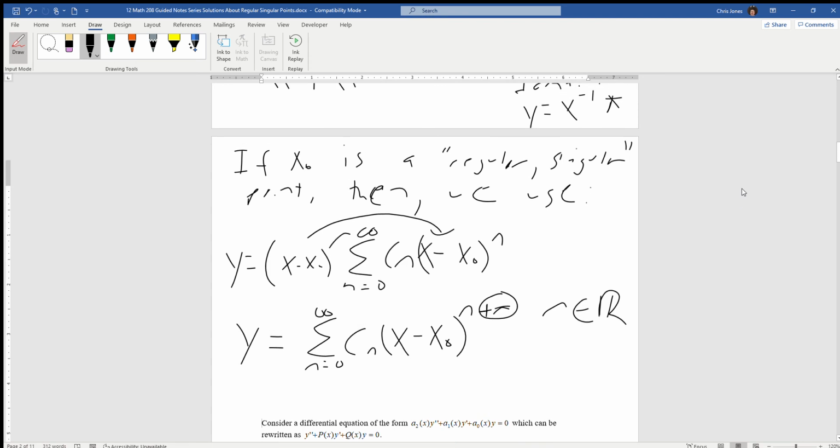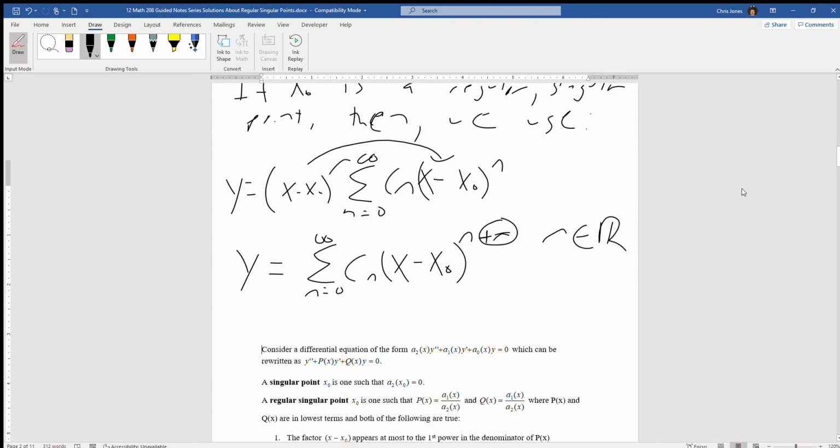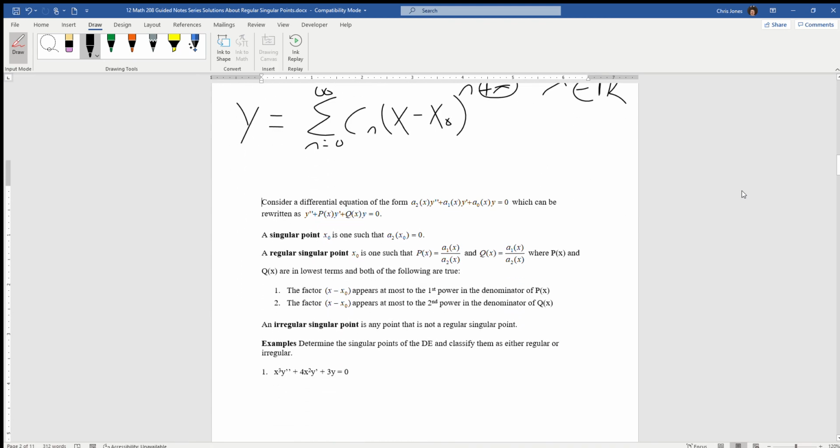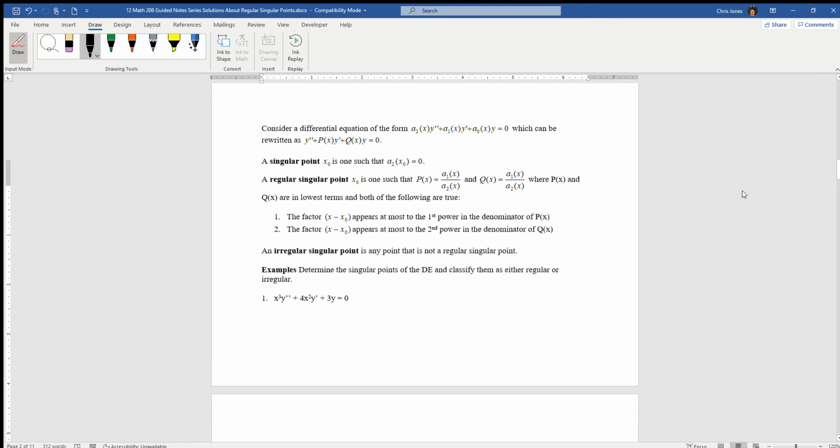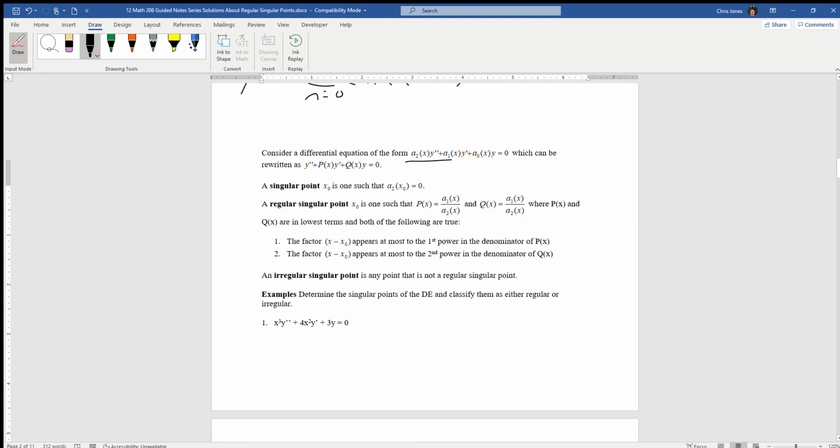So what does the method of Frobenius mean? Well, first of all, we have to identify what a singular point is, and then furthermore, we have to identify a regular singular and an irregular singular. Now, regular singular basically means that if we have a differential of this form, a singular point is such that when we substitute it in, it makes the second derivative, or even the first derivative like we saw, go to 0.